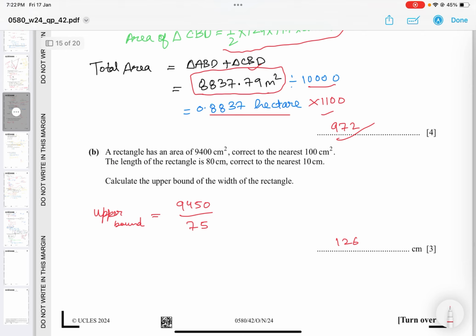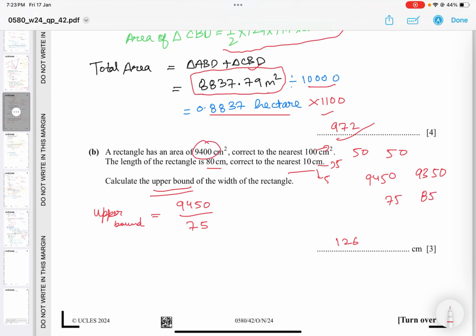A rectangle has an area correct to the nearest 100 centimeters. We have to find the upper bound. Nearest 100 means plus and minus 50, so it would be 9450 and 9350. Now for the length of the rectangle, it is given as 10, so half of it is 5. So it would be 75 and 85. Just add 5 and subtract 5. Just add 50 and subtract 50 from this.